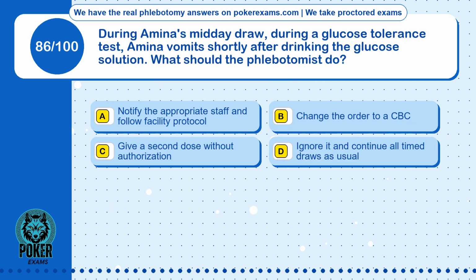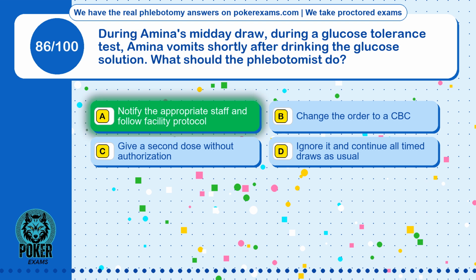Question 86. During Amina's midday draw, during a glucose tolerance test, Amina vomits shortly after drinking the glucose solution. What should the phlebotomist do? Option A. Notify the appropriate staff and follow facility protocol. Option B. Change the order to a CBC. Option C. Give a second dose without authorization. Option D. Ignore it and continue all timed draws as usual.